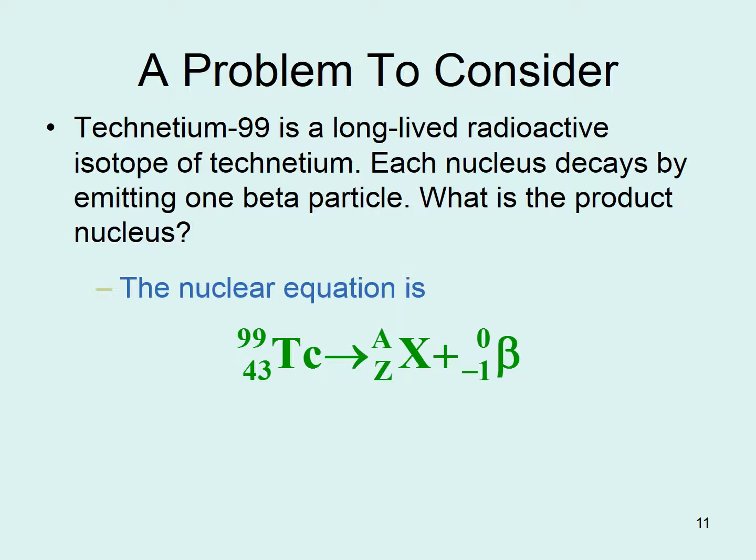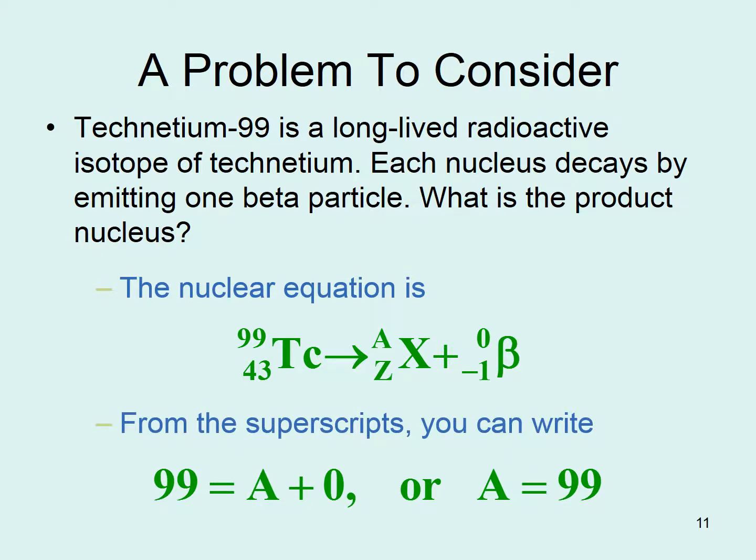So what is the product nucleus? So we want to know what is X. What will technetium turn into when it goes through a beta process? So the main thing you want to keep in mind is that the total bottom numbers have to equal each other on either side of the arrow, and the total top numbers have to equal each other on either side of the arrow. So you can think of the arrow as sort of an equal sign.